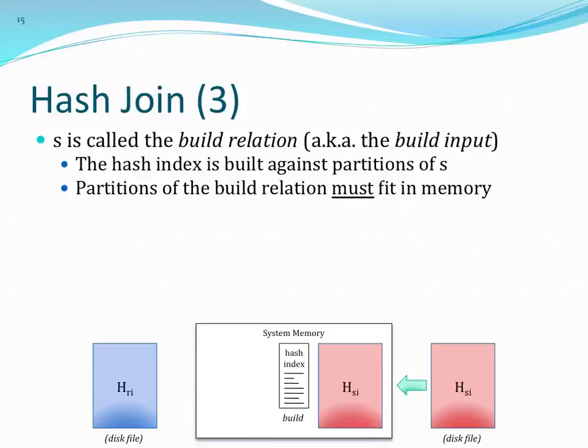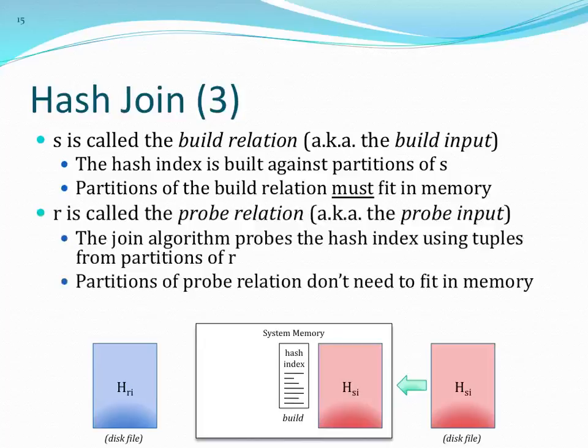So we go ahead and load in HSI. We build a hash index on it by traversing the tuples in HSI as we load it in. That's no big deal. And then R is called the probe relation. Hopefully that's obvious why it's called the probe relation, because as we scan each partition, we probe the hash index we built to see what tuples match each tuple on the left.